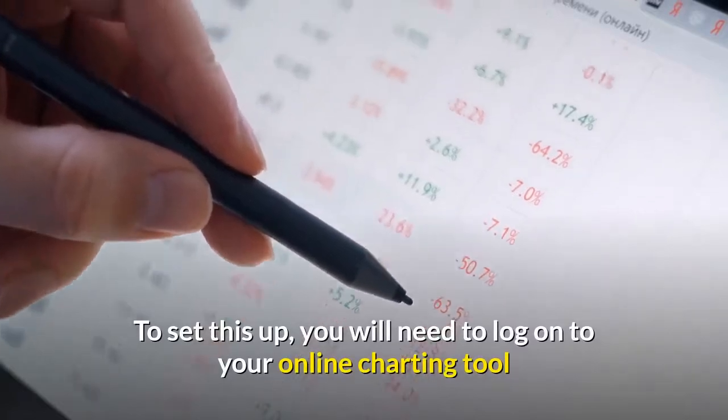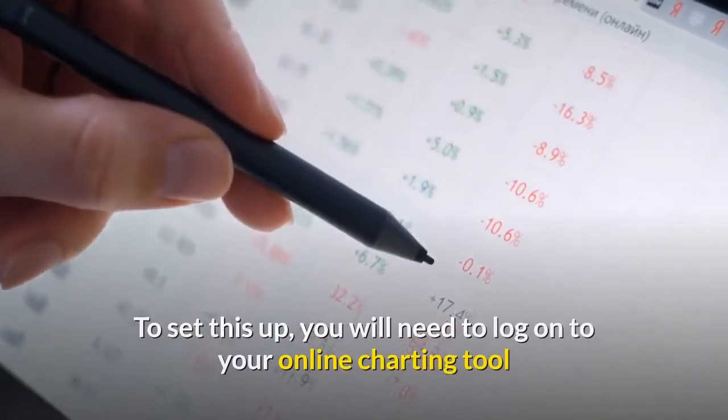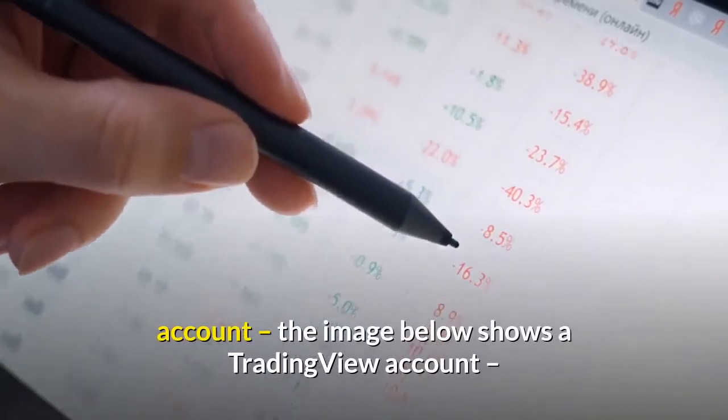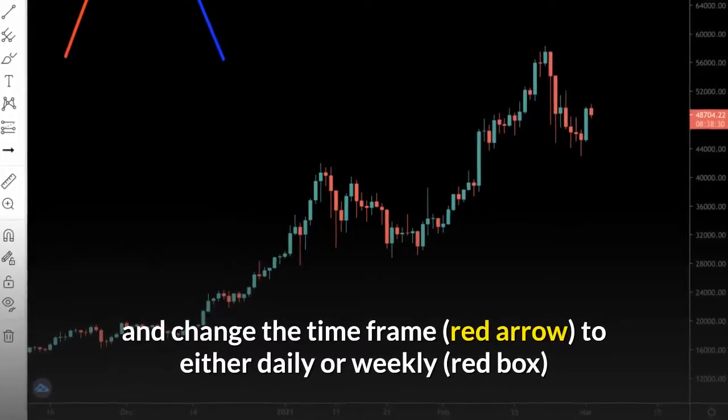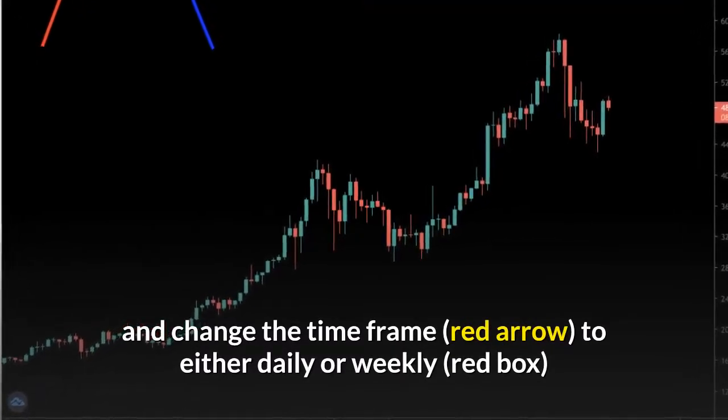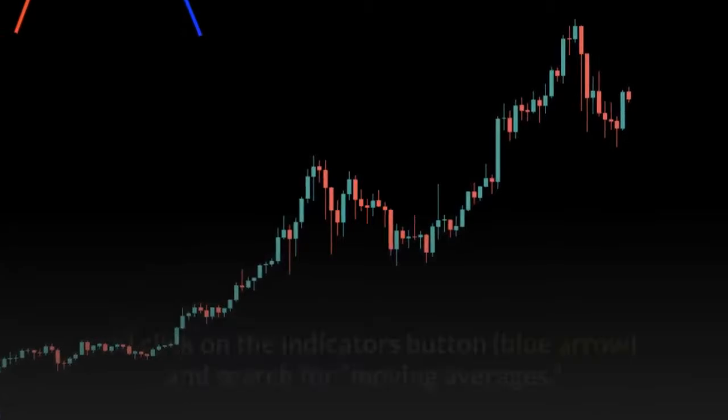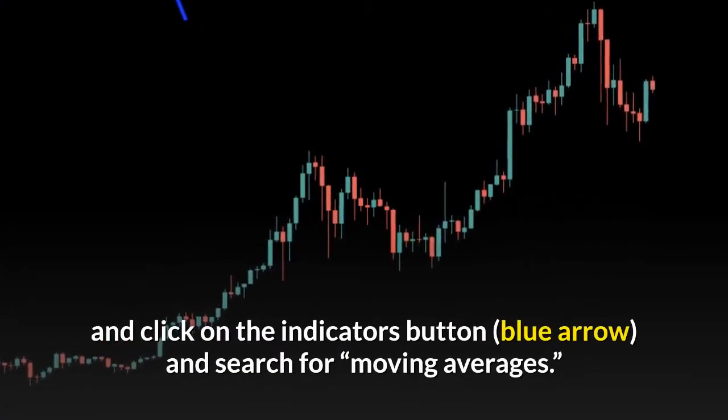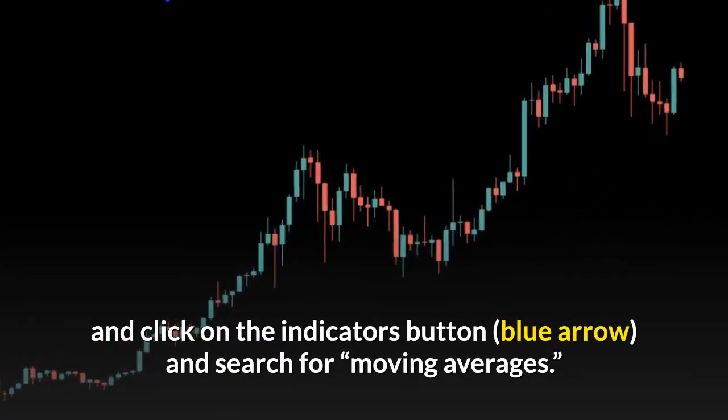To set this up, you will need to log on to your online charting tool account. The image below shows a TradingView account. Change the time frame, red arrow, to either daily or weekly, red box, and click on the Indicators button, blue arrow, and search for Moving Averages.